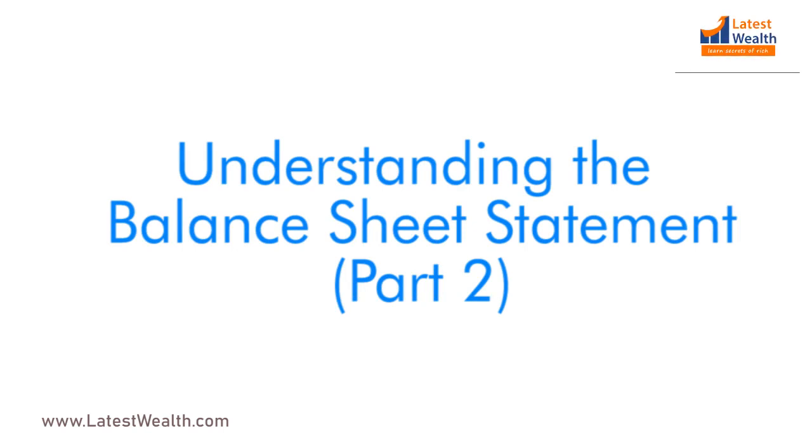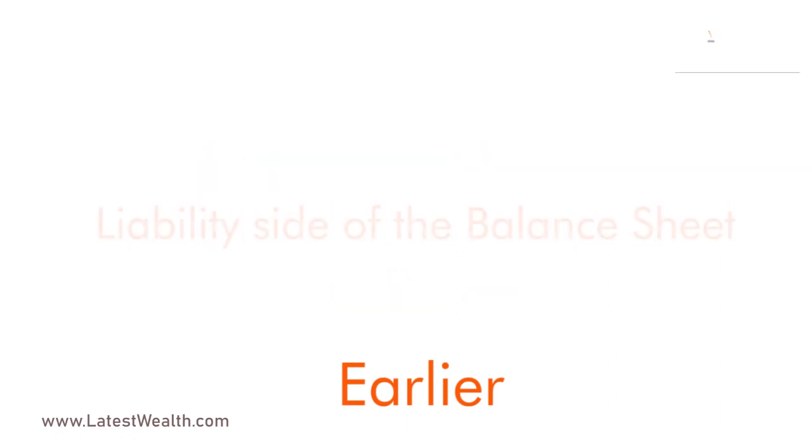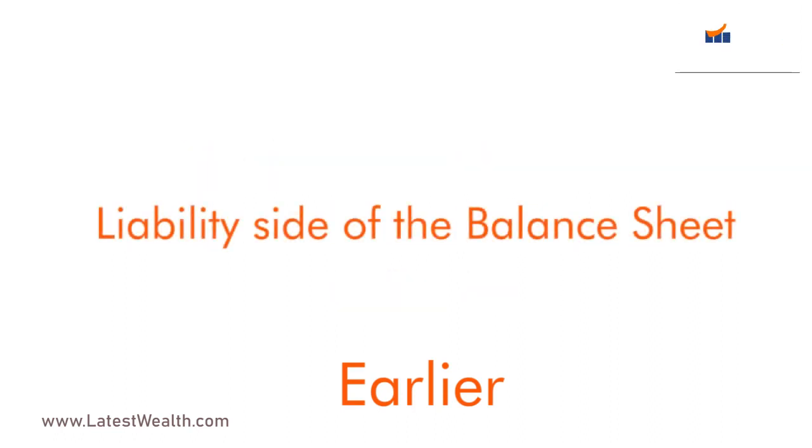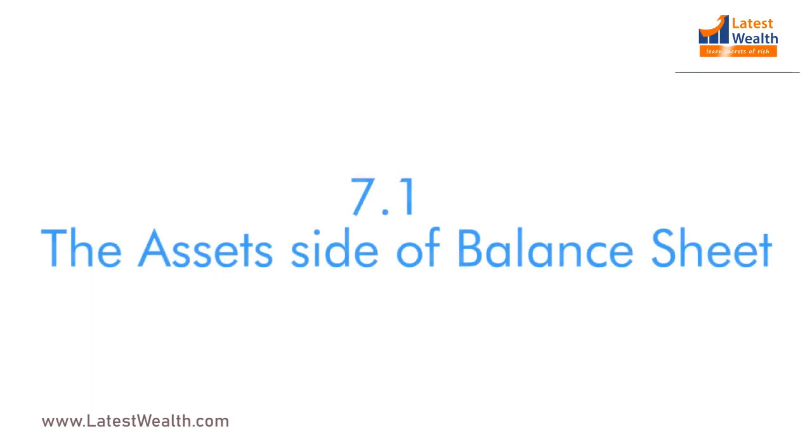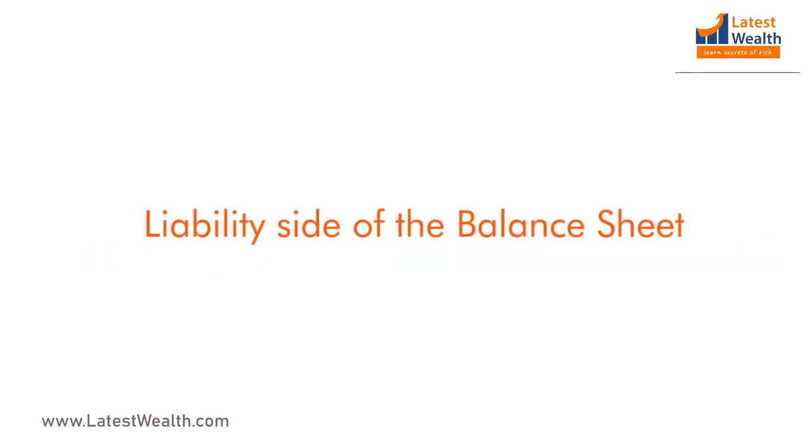In the earlier episode, we finished part 1. This is part 2. If you have not seen part 1, please watch part 1 and come back to this one. In part 1, we discussed liabilities. This time, we are discussing the asset side of the balance sheet. In the previous chapter, we looked at the liability side of the balance sheet in detail.